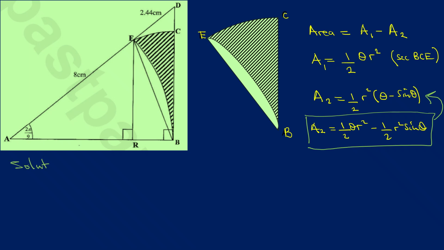So let's say this is our solution. Okay. Solution. Now in our solution, we need to find A1. We've said A1 is equal to half theta r squared, which is the sector BCE. The sector BCE is what we isolated here. This is what we isolated. So now, how do we identify R? How do we identify the theta in that sector?